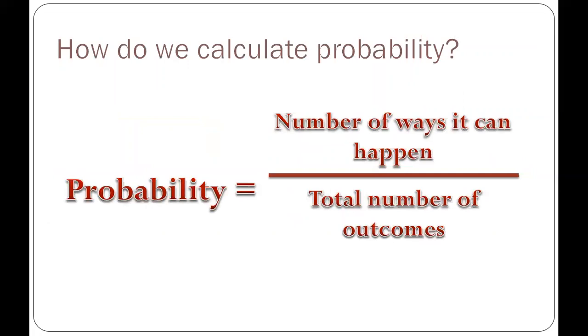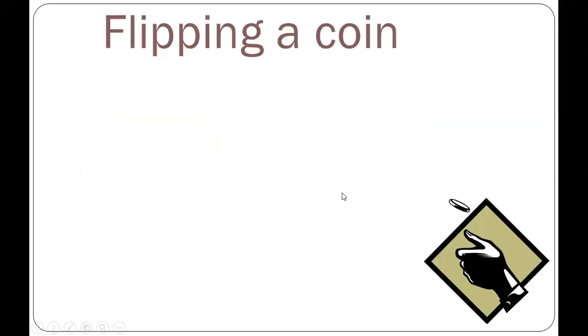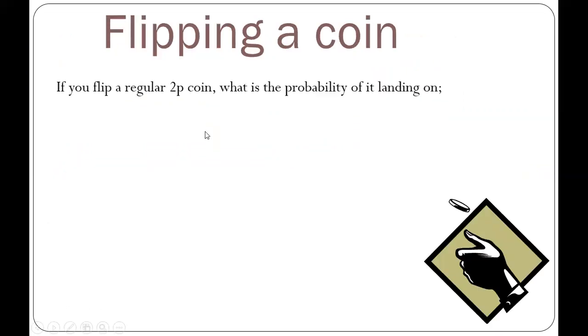Now, how are we going to calculate the probability? So probability is equal to the number of ways it can happen, either 1, 2, 3, 4, 5, it depends, over the total number of outcomes. I'm going to explain it to you. Flipping a coin. If you flip a regular 2p coin, what is the probability of it landing on heads? Remember, it's only one coin. So we have only the heads and we have the tail. So this means how many outcomes will we have? We have only 2, correct?